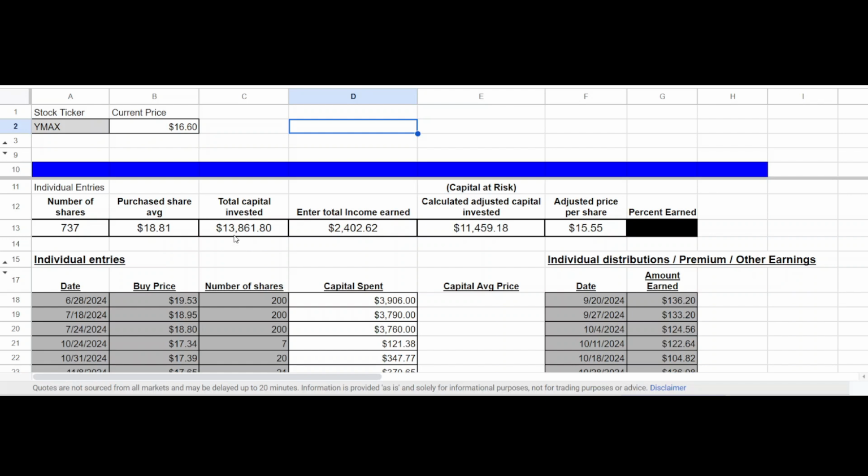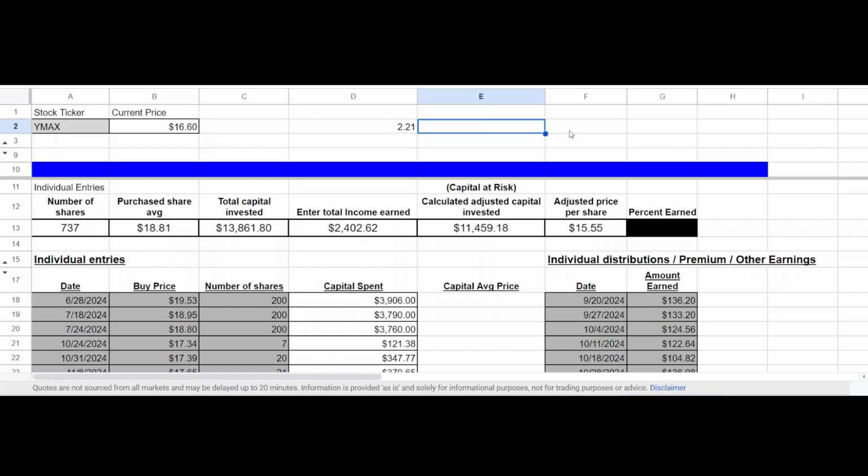being $13,861.80. So between the current price of $16.60 and $18.81, what is that difference? We can simply do a quick calculation here, and we can type in the $18.81 minus the $16.60, and that means if I was only looking at my broker on my phone here, it's going to show that I'm down $2.21 per share.